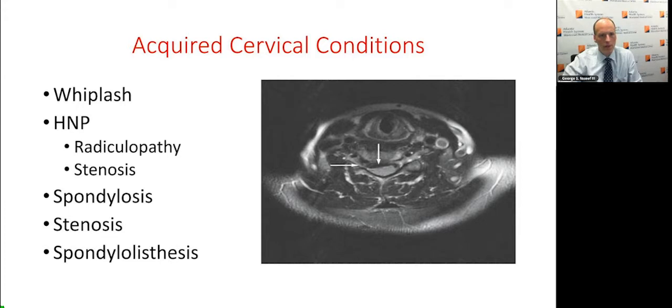If you look at the picture here on the right-hand side, you'll notice that this is arthritis. This is a small disc herniation on top of a congenitally narrowed canal causing compression of the cord.